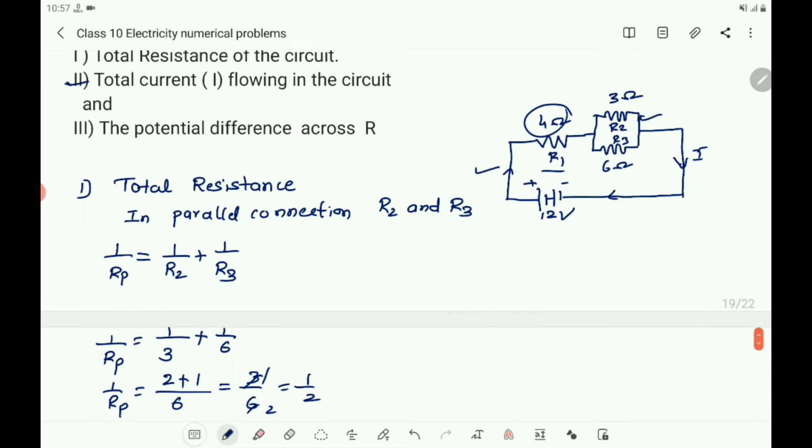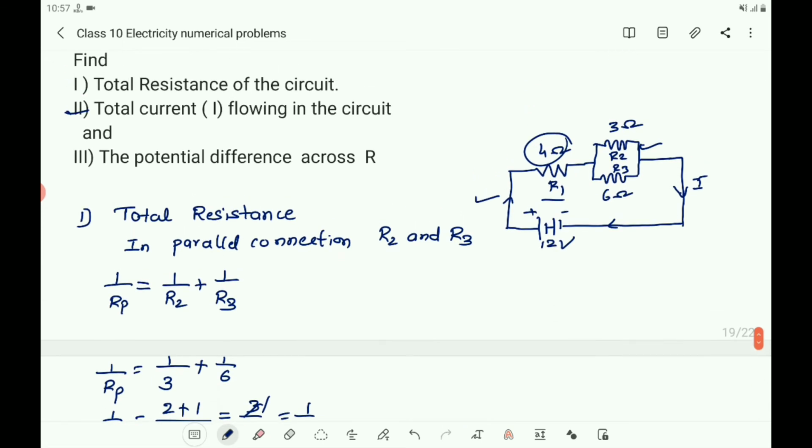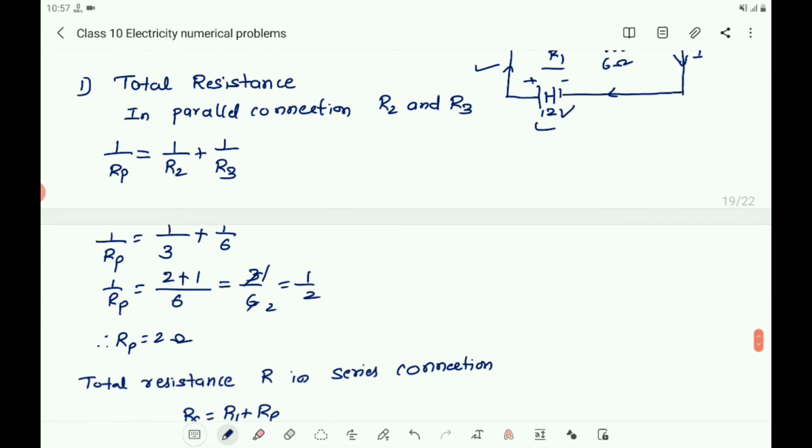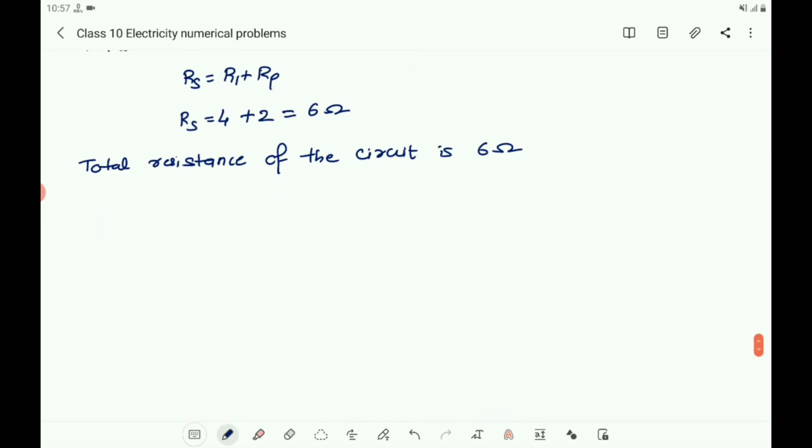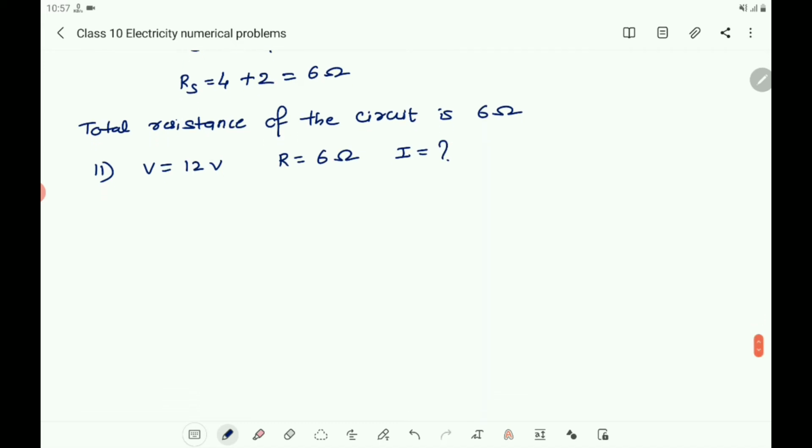Then next we have to find the total current flowing in the circuit. To get the total current, what is required? R we got, and V is there, that is the potential difference, and you know the relation among I, V and R, that is I equals V by R. So you write the second one, what is given? V equals 12 volt and R we got, that is 6 ohm, and I we have to get, and write the relation I equals V by R.